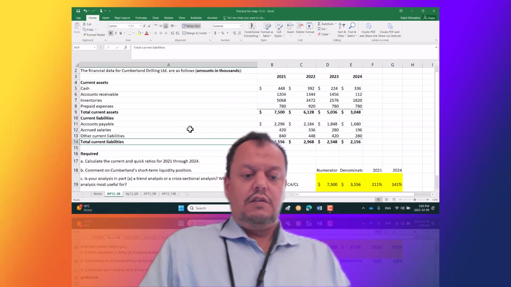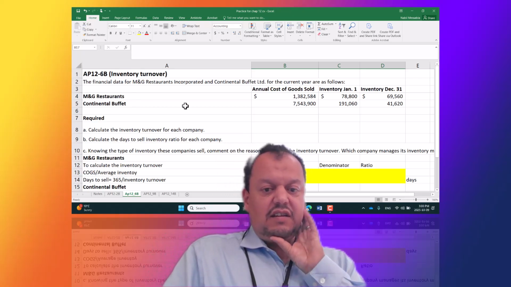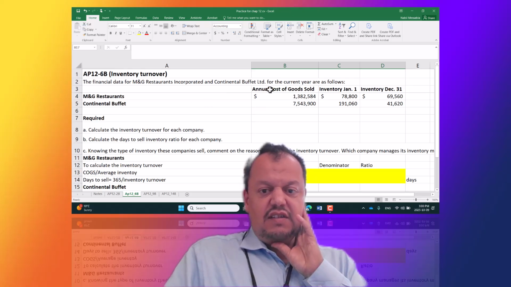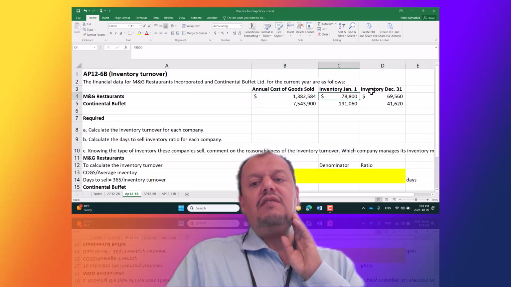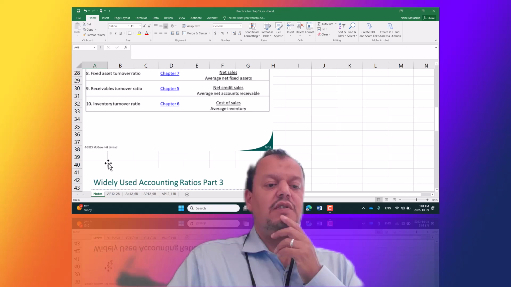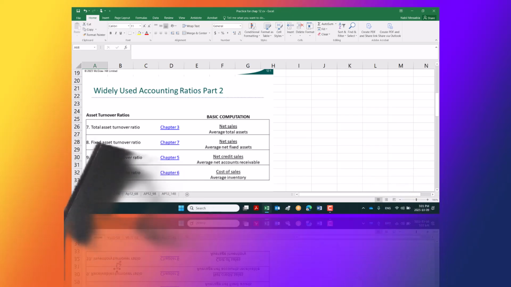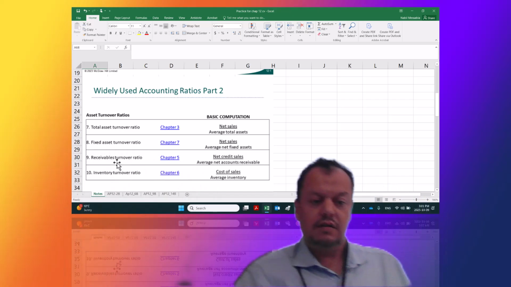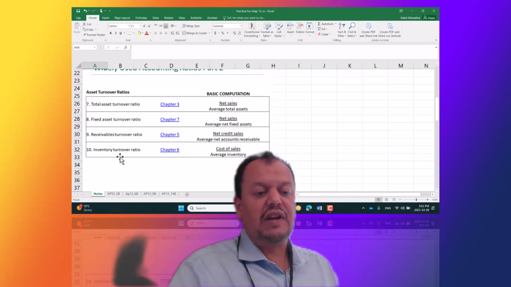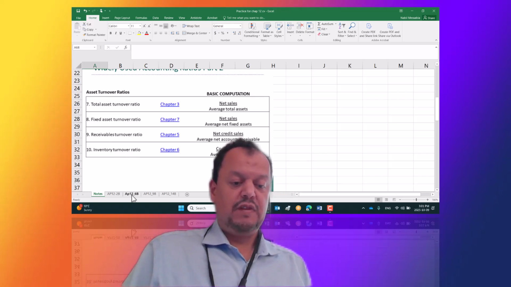Okay, so next practice. Financial information for this company is annual cost of goods sold, inventory, beginning inventory. So this will allow us to practice these ratios, the turnover ratios. Okay, this practice is about turnover. And whatever we will do now with inventory, the same principle and same process applies to receivable and applies to liability.